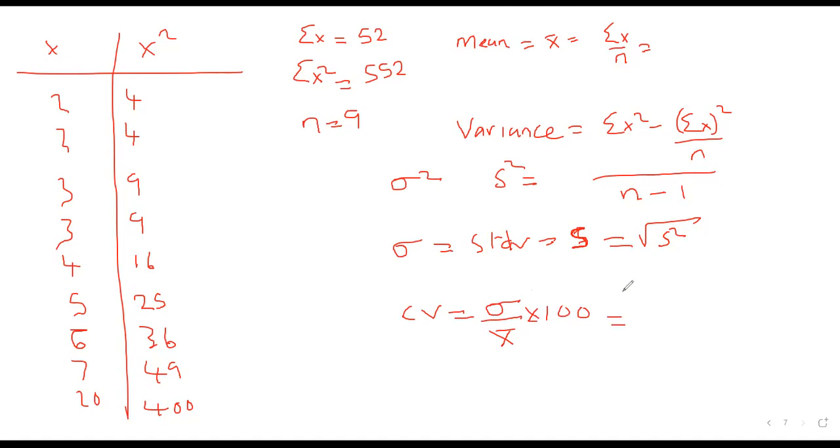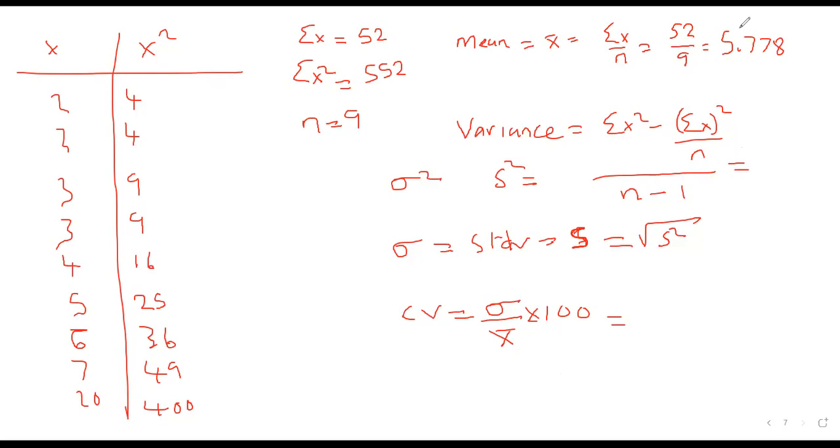Okay, quickly, what are we getting on the mean? 52 over 9, what did we get? 5.778, to 3 decimal places. Okay.